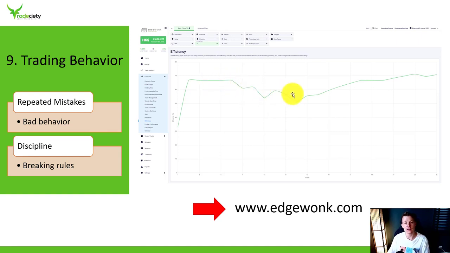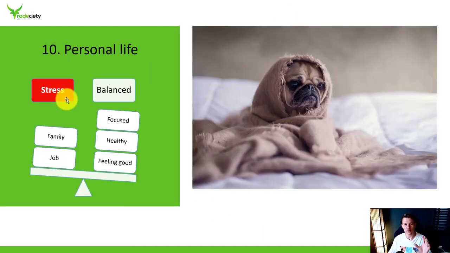So this is something that you want to check in the morning or at the beginning of your trading week, so that you can understand, where am I currently? What is the current level of my trading behavior? Am I trading at a very high level, or do I need to be extra careful that I don't fall into previous mistakes? And with that, I also want to talk about point number 10, the personal life.